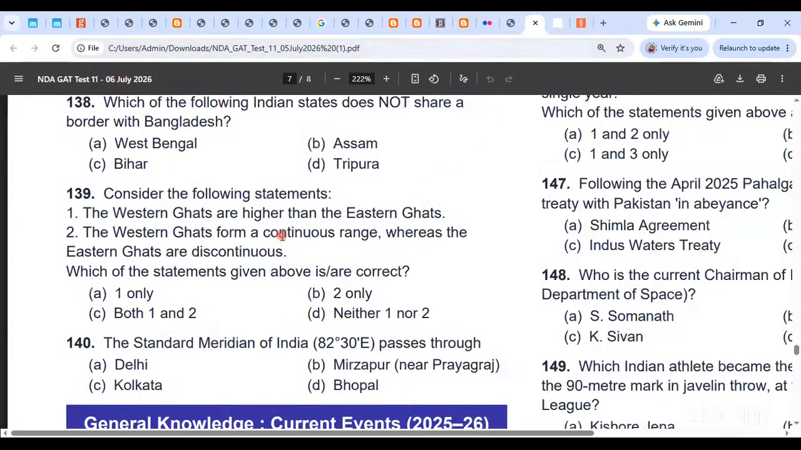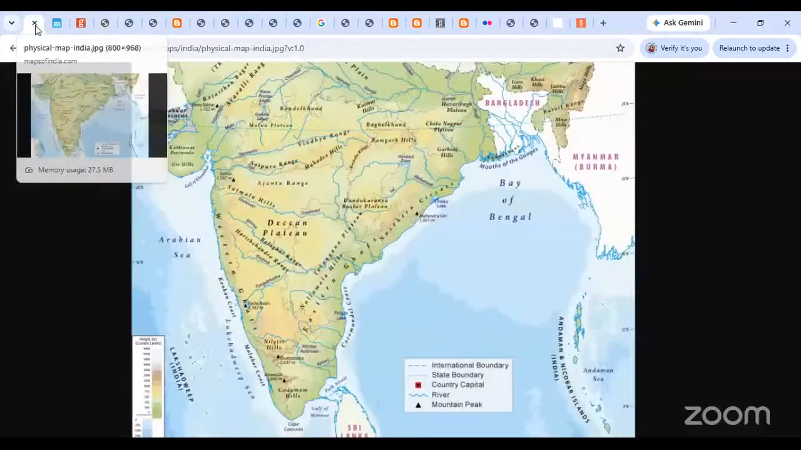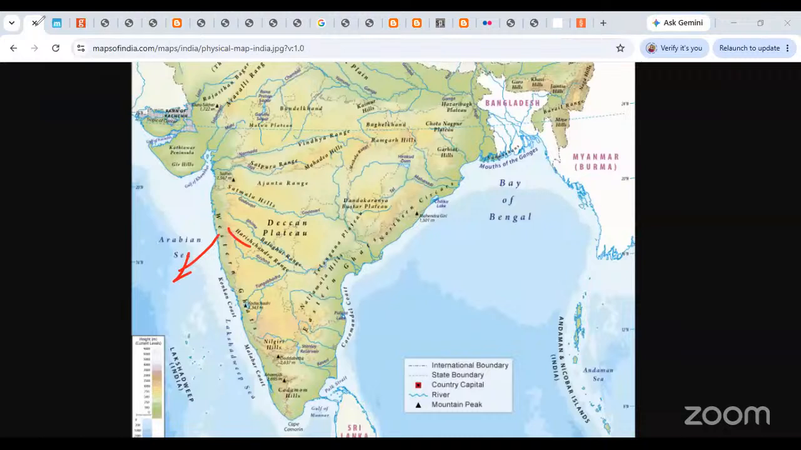Okay, so here both the statements are correct. We say that the Western Ghats are higher than the Eastern Ghats because of the age, and the Western Ghats do form a continuous range, whereas Eastern Ghats are discontinuous. Western Ghats are mostly a water divide. You understand what a water divide is? We are saying that rivers can either go this way or rivers will go this way.